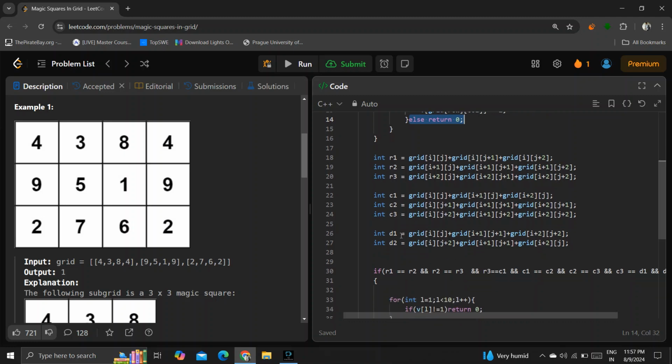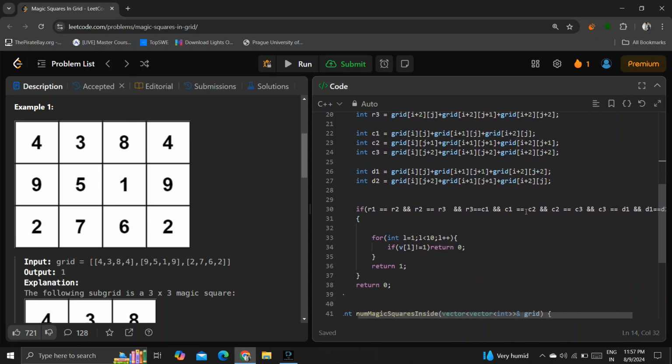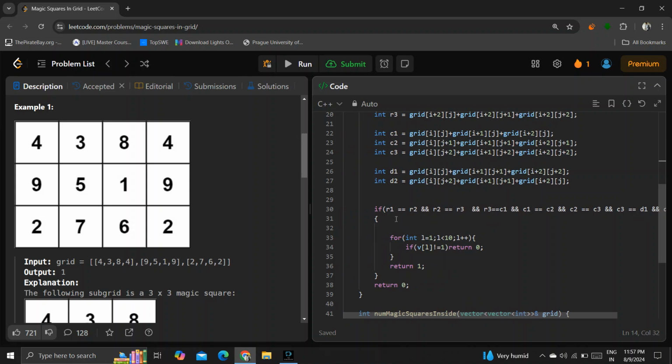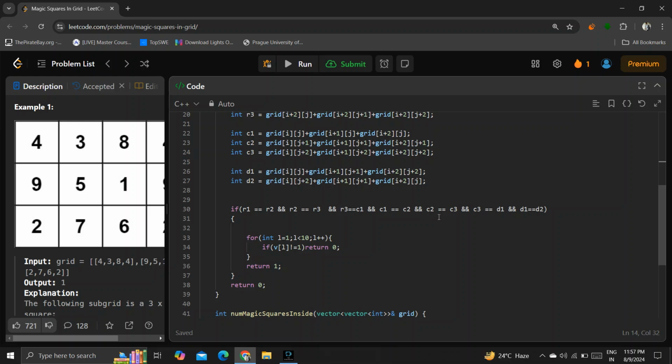Okay, and for diagonals, i j, i plus 1 and j plus 1, and i plus 2 and j plus 2 for this diagonal. Then i and j plus 2, i is 0 and j plus 2 would be 2, then i plus 1 and j plus 1, yes, this one, and i plus 2, that is the third row, and j is equal to 0, right? This. Now what I will check is the condition whether all the rows, columns and diagonals are equal or not, right? Here I have written this condition for checking that particular value.